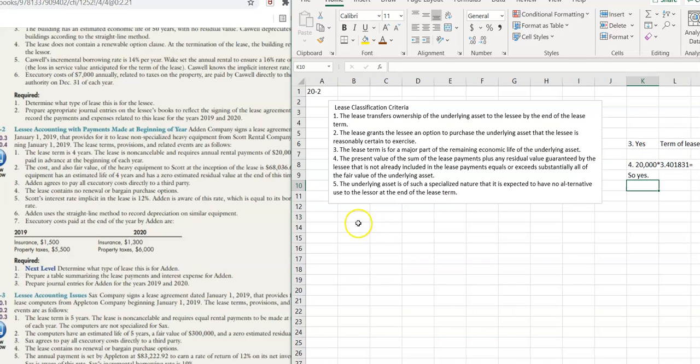So yes to number 4. All right. So since it meets at least one of them, it actually meets 2. This is a finance lease to the lessee. All right, then we're supposed to do a table summarizing the lease payments and interest expense for Adden. Okay, so let me set the table up, and then we'll come back and look at it.